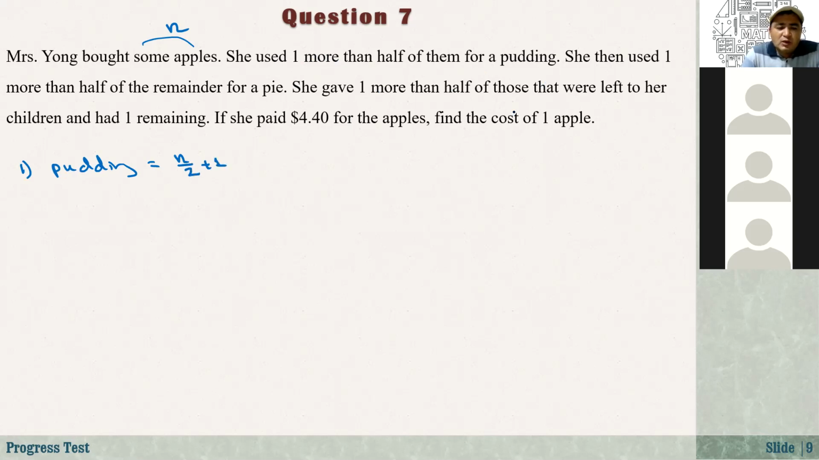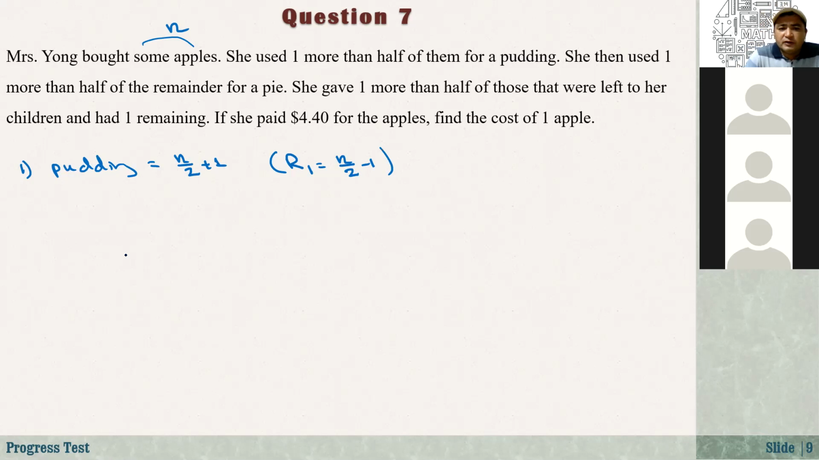And she then used one more than half of the remainder for a pie. So what is the remainder here? Let's say the first remainder is, what is it? n over 2 minus 1, right? Because n over 2 plus n over 2 is equal to n, negative 1 plus 1 is equal to 0. Because she has just used some apples for pudding, and the remainder is something, right? So the remainder and the used one should together equal the original number of apples.